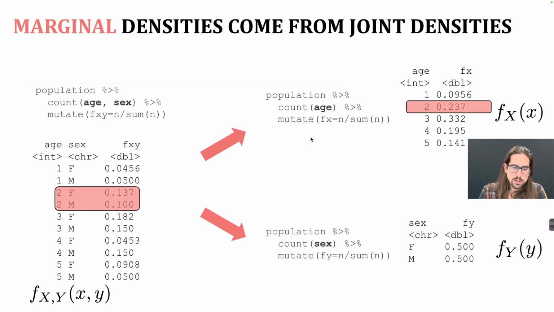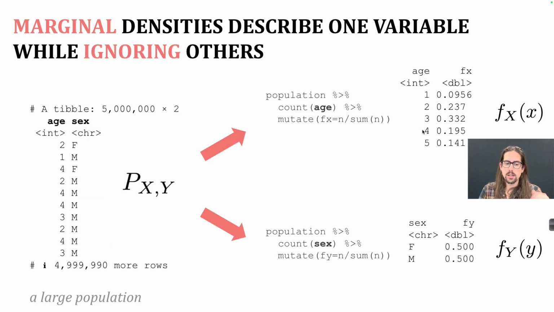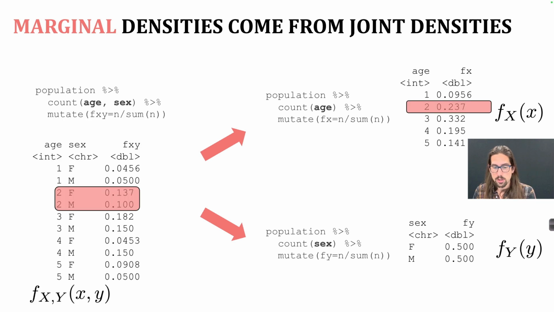So the marginal densities actually come from the joint density as well. So here I'm showing you from the population data set how to do this, right? What if you don't have the population data set? Of course, you never do, right? But what if somebody tells you, I think this is the joint density? How can you get the marginal density? Well, all you need to do is sum up the probabilities that correspond to the row in the marginal density.